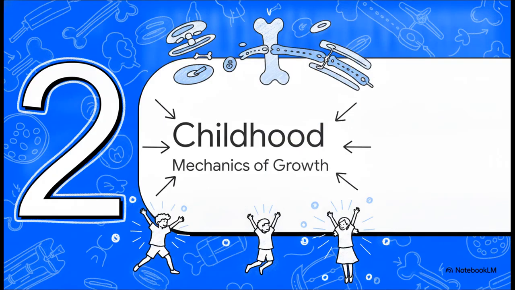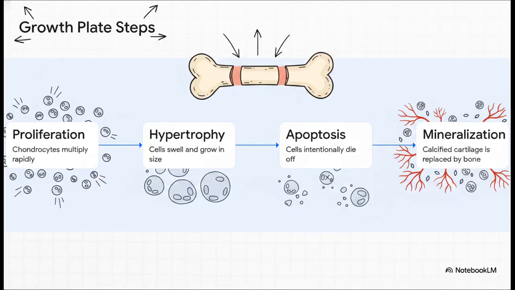Moving on to section 2, childhood, the mechanics of growth. With the foundation set, let's look at how those centers actually start expanding. So during childhood, the action really shifts to the ends of our long bones, specifically to secondary ossification centers and the growth plates, which clinicians call physes. Inside these growth plates, a highly choreographed 4-step dance is happening with cells called chondrocytes.